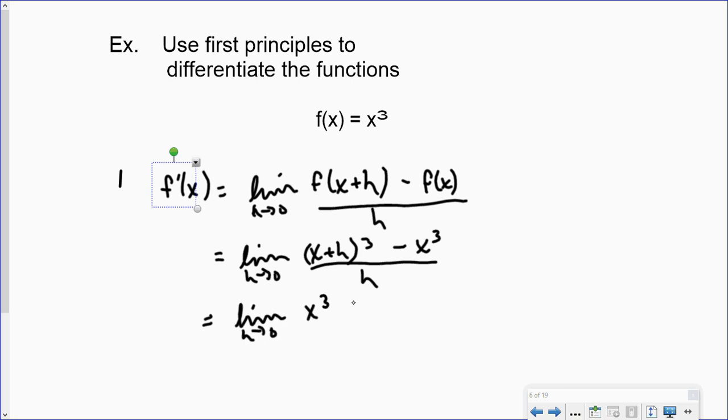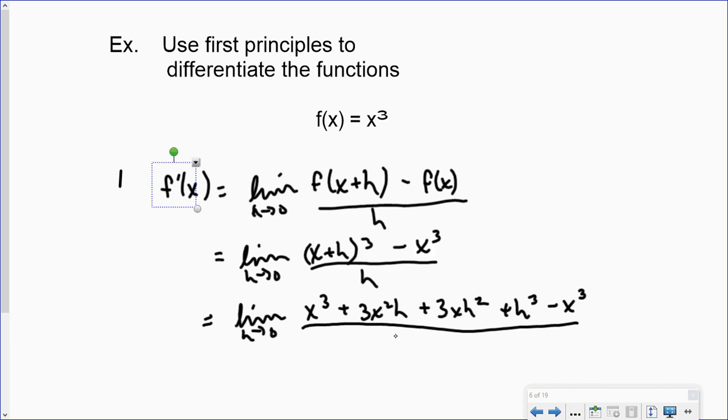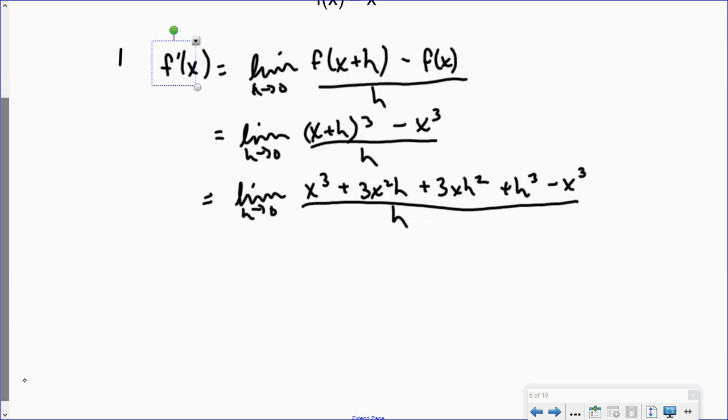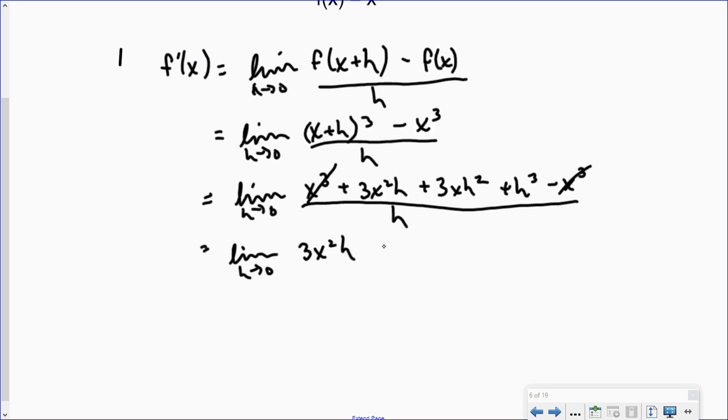That's just binomial expansion: 3xh squared plus h to the power 3 minus x to the power 3. Notice that in all these cases, the original function just cancels each other out. So I'm left with 3x squared h plus 3xh squared plus h to the power 3, all over h.